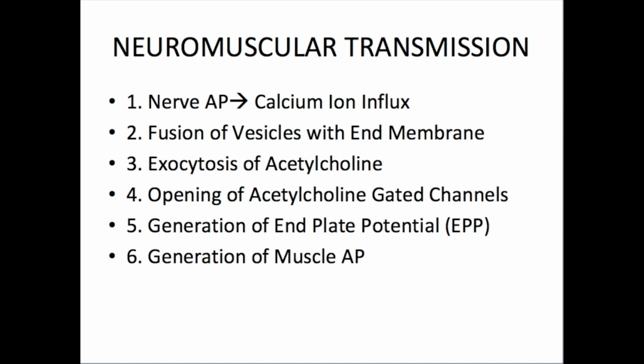The very first step is nerve action potential leading to the calcium ion influx. When an action potential arrives at the nerve terminal, it opens many calcium channels in the membrane of the nerve terminal. As a result, the calcium ion concentration inside the terminal membrane increases.